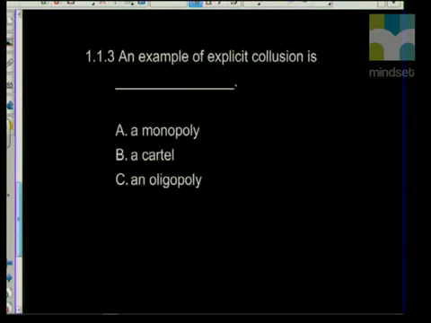A, benefit. 1.1.3, an example of explicit collusion. This means collusion that takes place out in the open where everyone is aware of it. The answer to this one will be B, because a monopoly operates on its own. And an oligopoly doesn't necessarily take part in collusion.